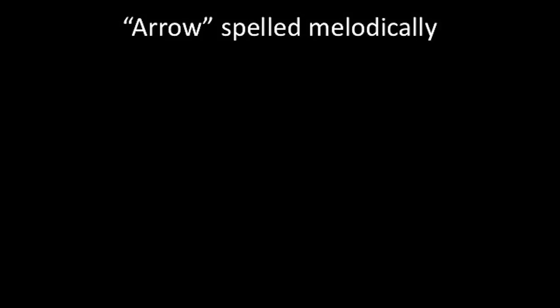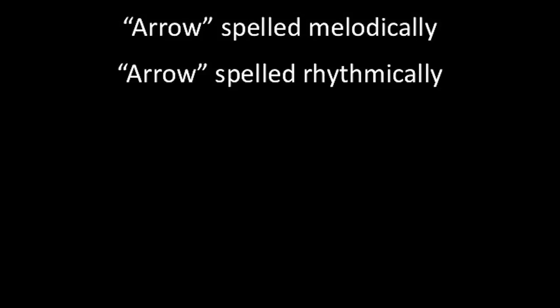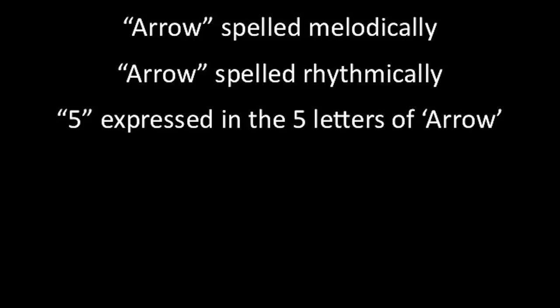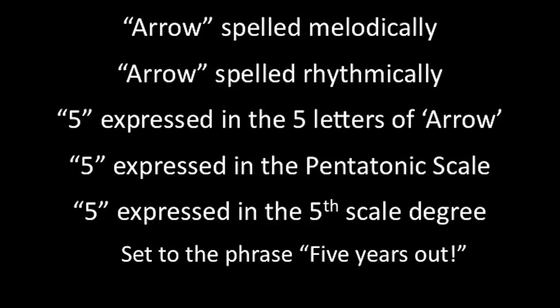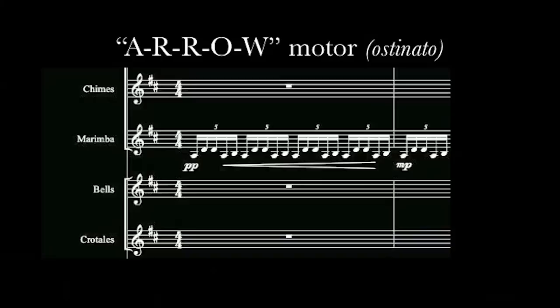So let's just take stock of our ingredients thus far. We've got Aero spelled melodically. We've got Aero spelled rhythmically. We've also got five expressed in the five letters of Aero in our five note idea. We've also got five expressed in the pentatonic scale. And we've also got five expressed in the fifth scale degree set to the phrase 5 years out. Now, how are we going to use these ingredients? Let's start with the first idea, the Aero idea. We're just going to repeat that and create a motor out of this.